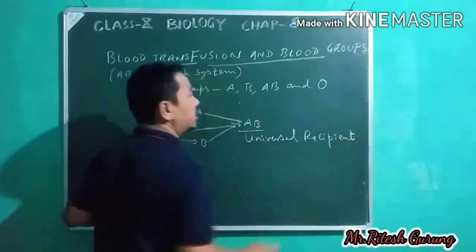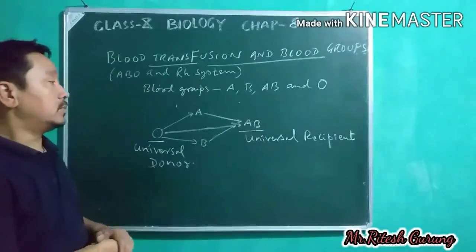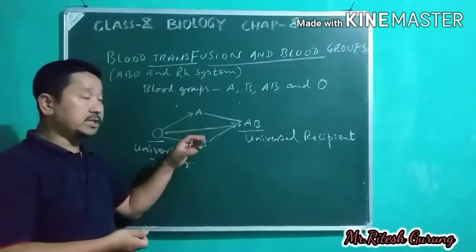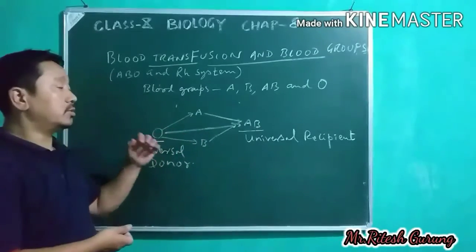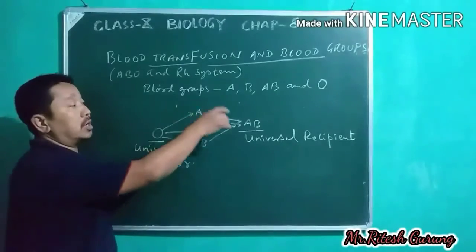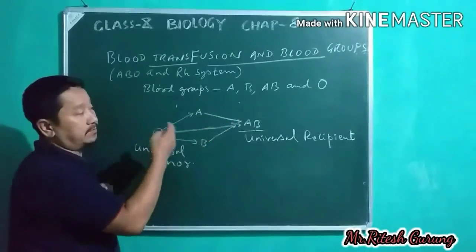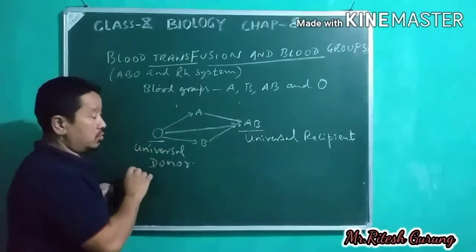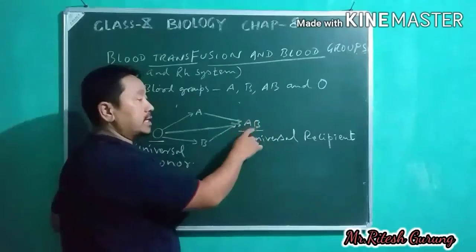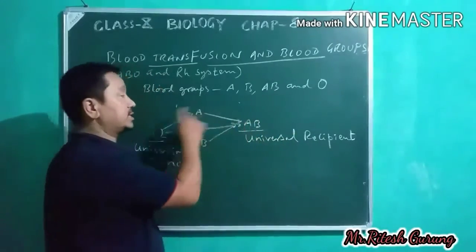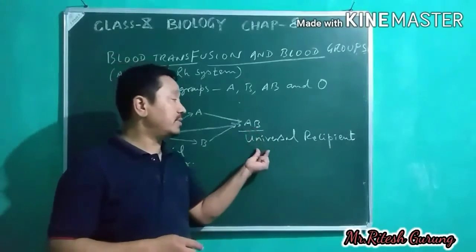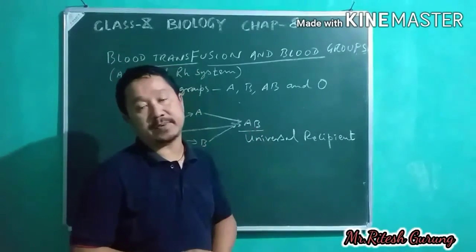There is another way of donating the blood or transfusion of the blood. So this is the way by which we can make out that O can donate to all other blood groups A, B and AB. So blood group O is called universal donor, whereas AB cannot donate to all, it can donate to AB only, but can receive from all other groups of the blood. So blood group AB is called universal recipient.